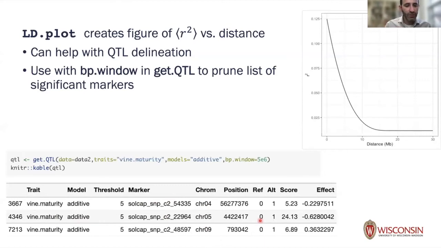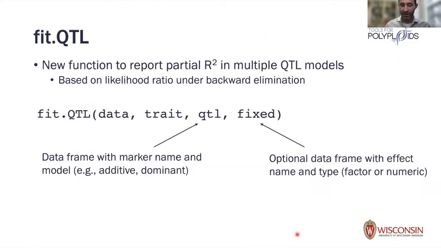So in the getQTL output, what you get is the score, the minus log 10p. You also get this estimated effect size, which is basically the fixed effect estimate from the regression model, from the mixed model. And what you don't get is an R squared, and many people have asked for that. So that's really what this next function is designed to do.